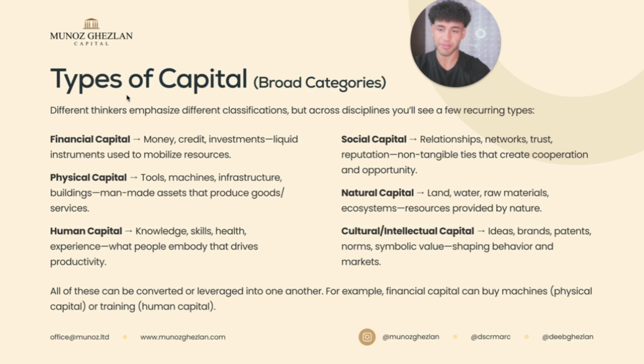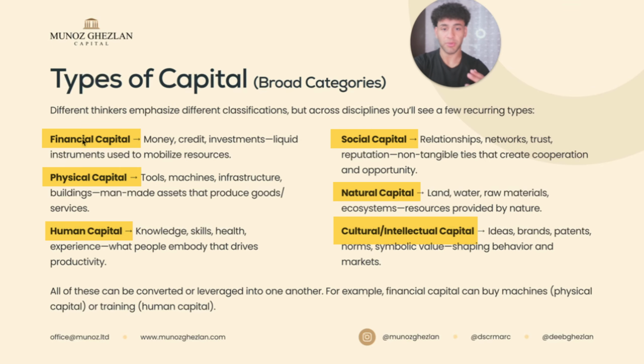And there's different types of capital. There's financial capital: money, credit, investments, liquid instruments. There's physical capital as well: tools, machines. There's human capital, which is not reflected on a company's balance sheet. There's social capital, which is just a relationship, maybe a network of people that you have, trust or goodwill that you have built up with close associates. There's natural capital, that's land, water, raw materials, minerals. And then there's intellectual capital, that's an idea, maybe a brand, a patent, etc.